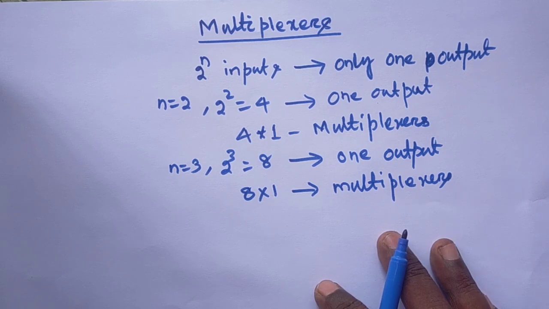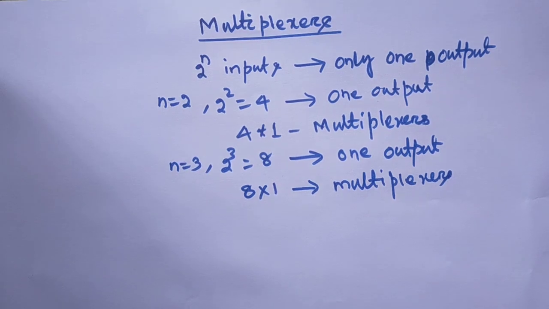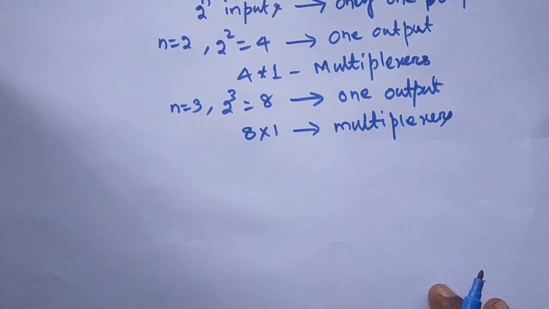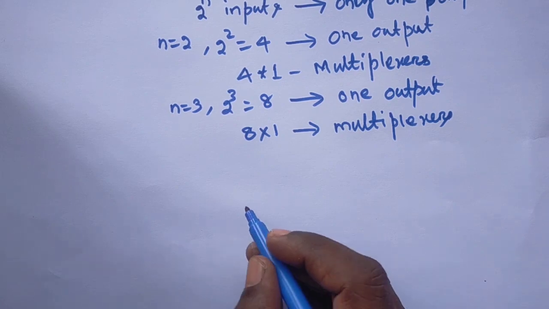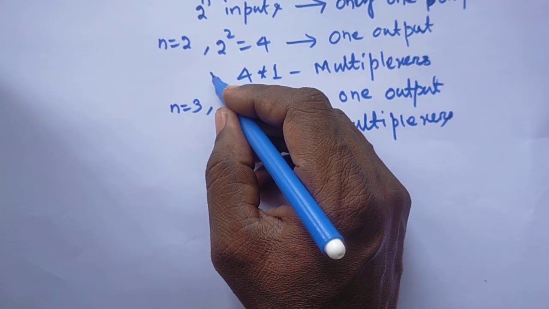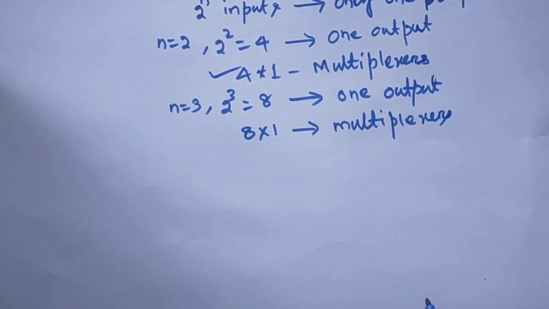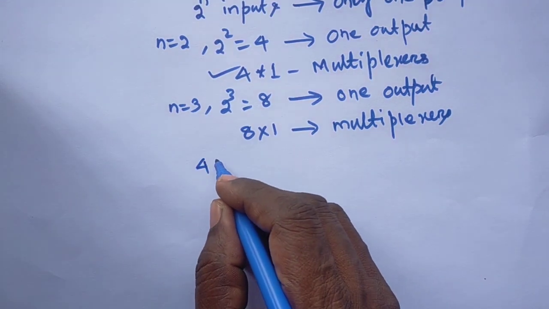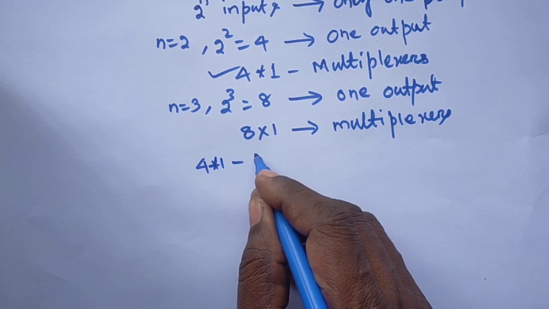Now we see the basic block diagram of a multiplexer. What is the basic block diagram of a multiplexer? Very simple, we will consider a basic diagram. Suppose we consider a 4 into 1 multiplexer, like we will design a 4 into 1 multiplexer.